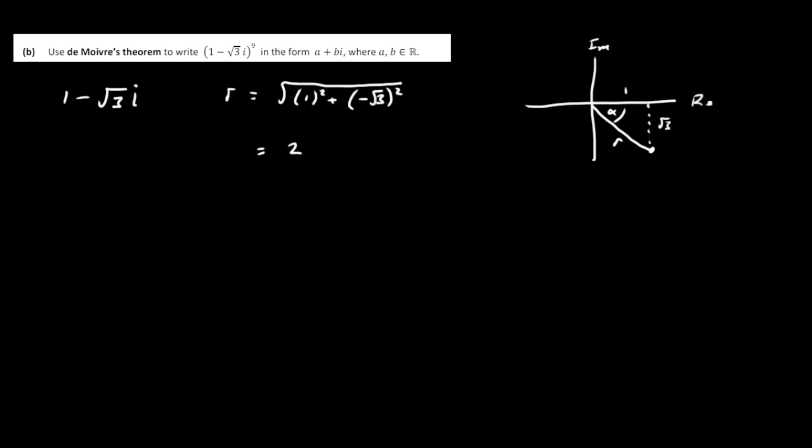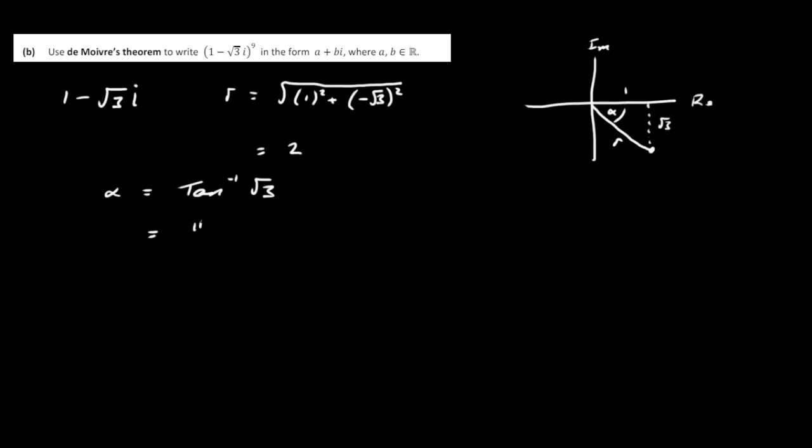So alpha then is going to be, actually I probably should call it theta, doesn't really matter, but let's call it alpha for the moment. So alpha is going to be equal to the tan inverse of root 3 over 1. Remember, the tan of alpha is going to be opposite over adjacent, which is root 3 over 1. So alpha then is just tan inverse root 3 over 1. Now, the tan inverse of root 3 over 1, you can get that from your tables. It's going to be 60 degrees.